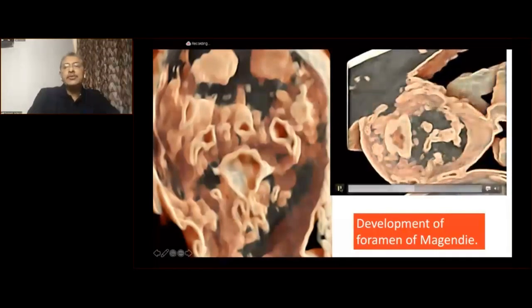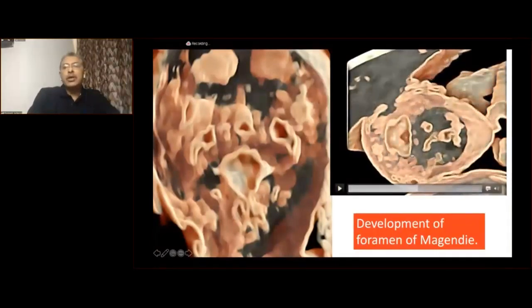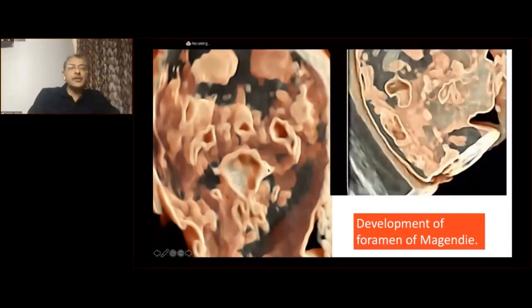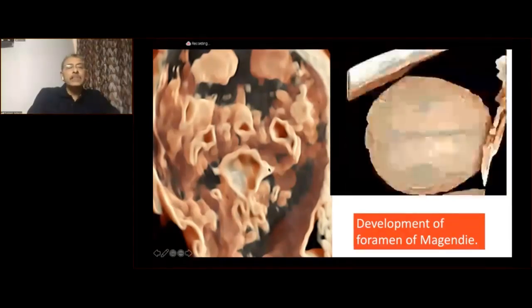rhombencephalon, this is from where the foramen of Magendie is going to develop, and this is where you have the foramen of Luschka, which is going to communicate right there. If you see it from the posterior or a lateral aspect, you will see the rhombencephalon, and this is where the foramen of Magendie is going to be developed right there.